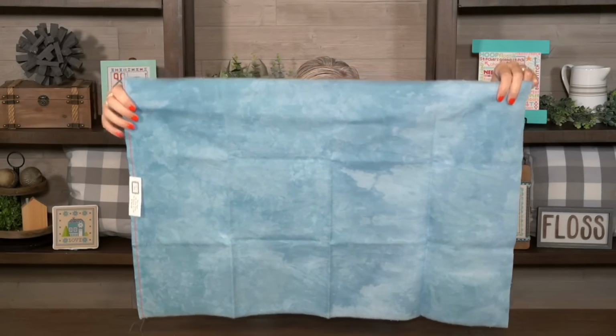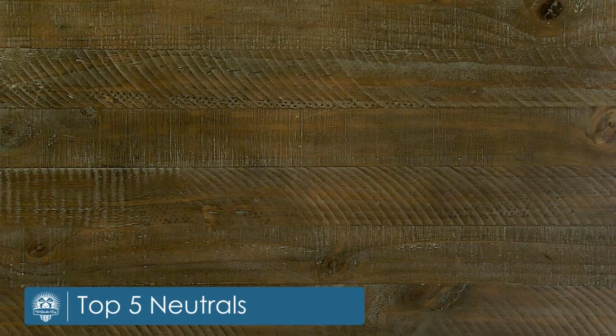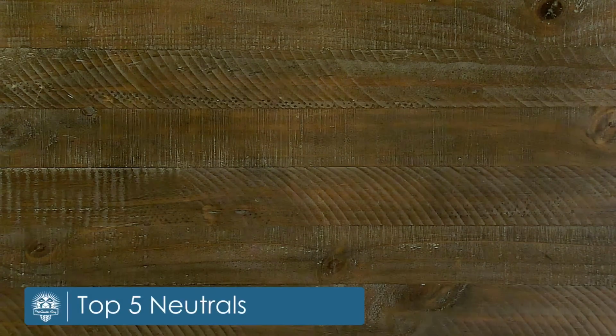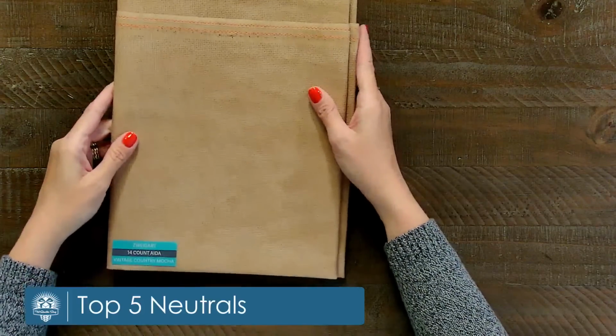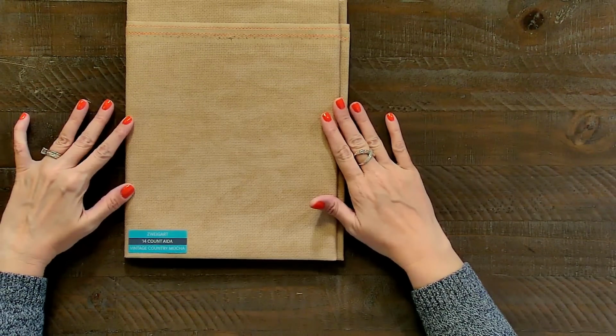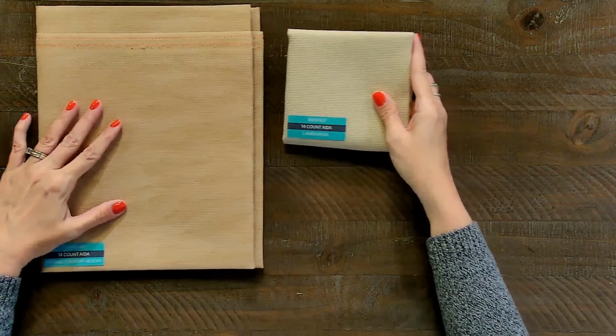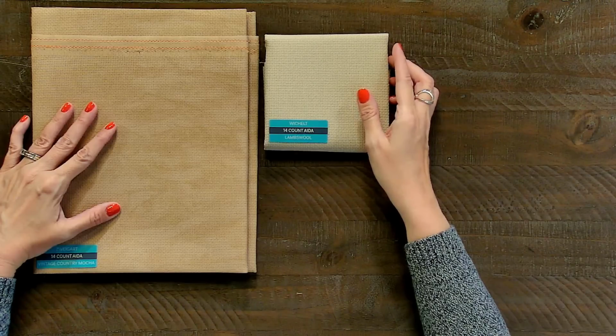So those are examples of hand dyed fabrics. Now what we're going to do is move to top 5 neutrals that are commonly used. These are just 5 neutrals that we think a lot of designers use and we use over and over. So we've got Vintage Country Mocha by Zweigart, Lamb's Wool by Wichelt.